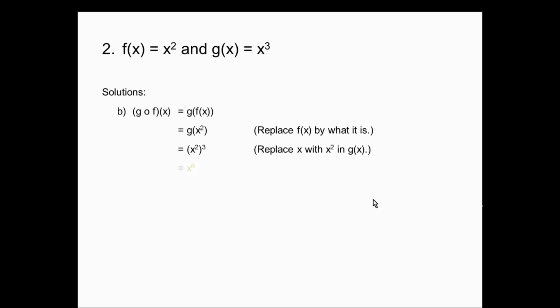And again, the laws of exponents. If I have a power to a power, multiply the exponents. 2 times 3, I get 6. So I have x to the sixth. That worked out to be the same in this example, f composed with g and g composed with f.